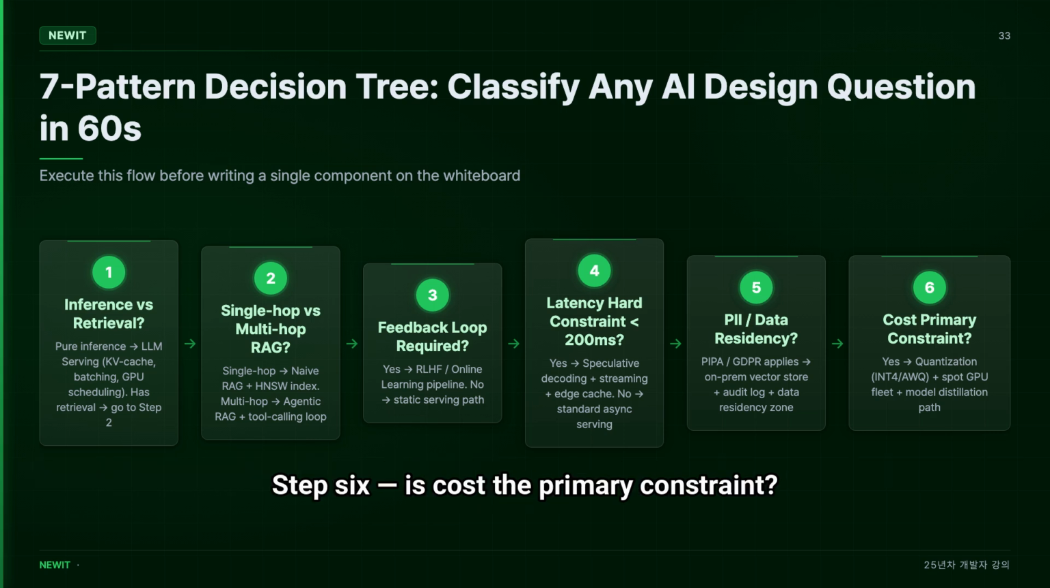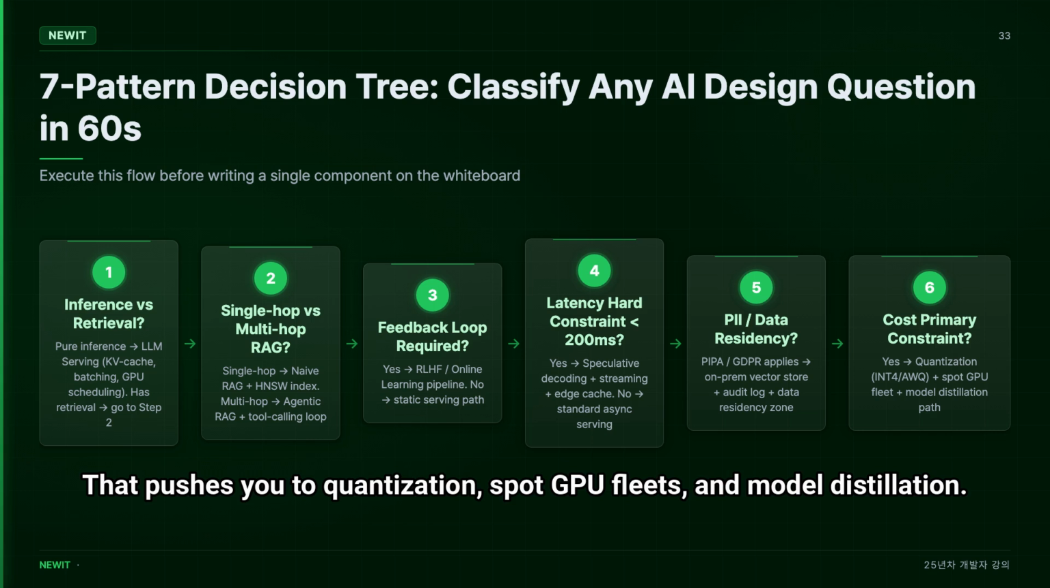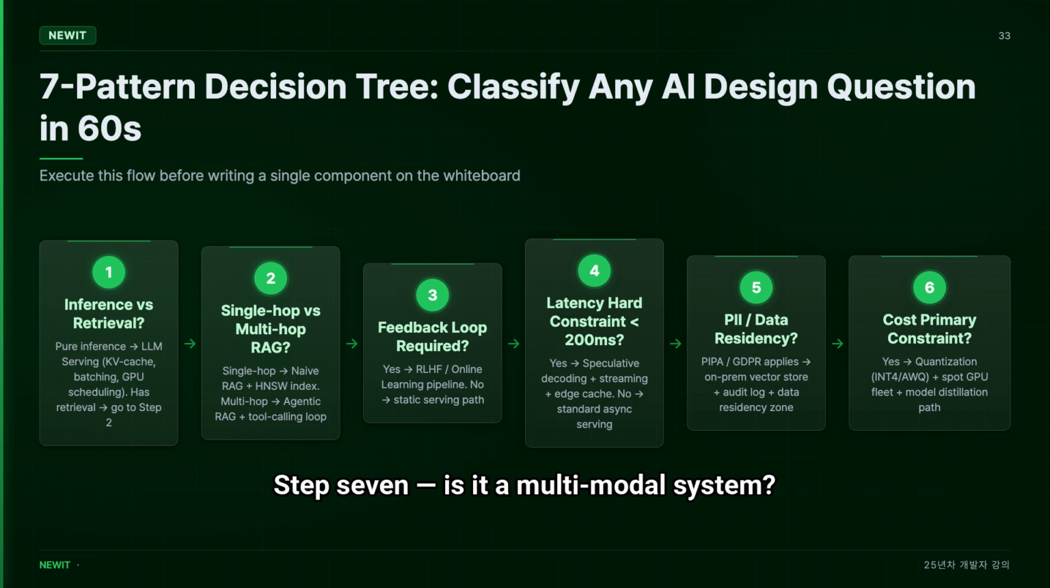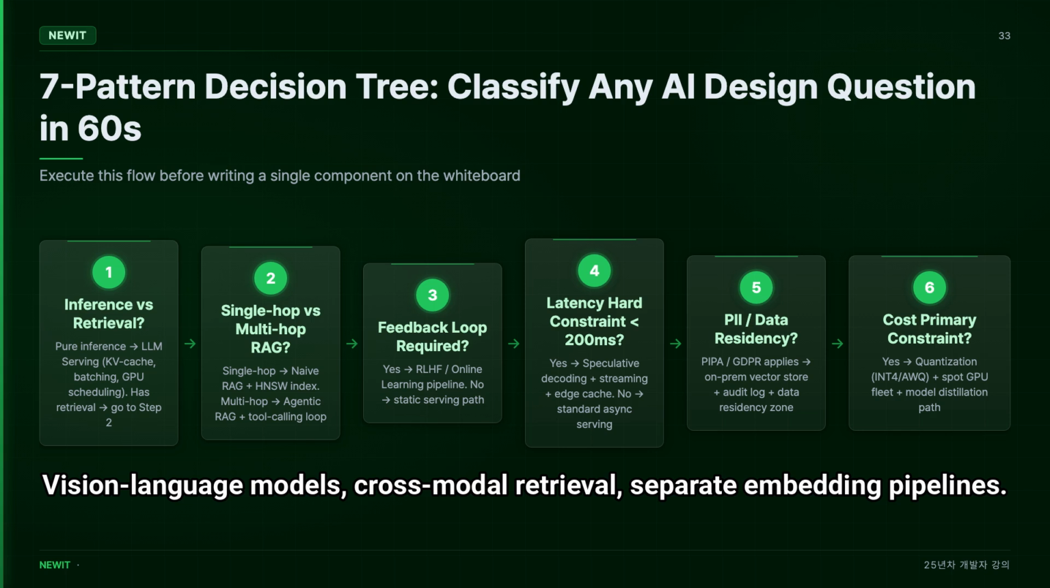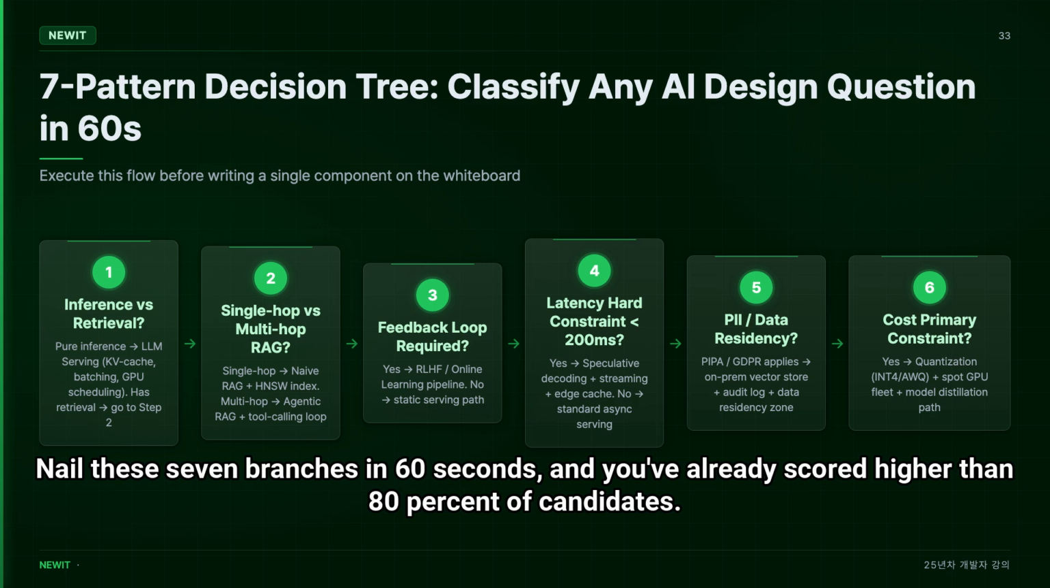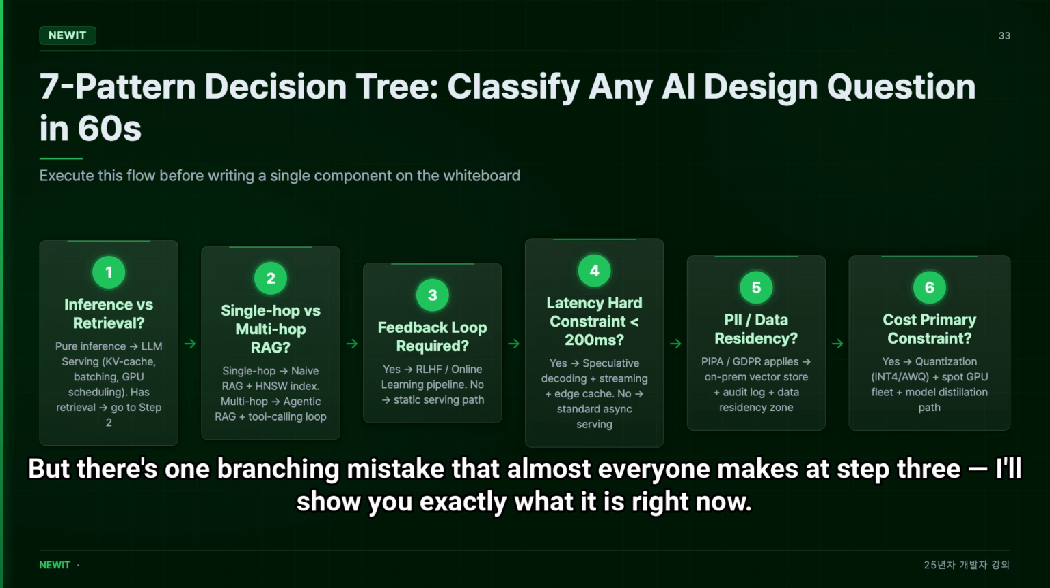Step 6. Is cost the primary constraint? That pushes you to quantization, spot GPU fleets, and model distillation. Step 7. Is it a multimodal system? Vision language models, cross-modal retrieval, separate embedding pipelines. Nail these 7 branches in 60 seconds, and you've already scored higher than 80% of candidates. But there's one branching mistake that almost everyone makes at step 3. I'll show you exactly what it is right now.